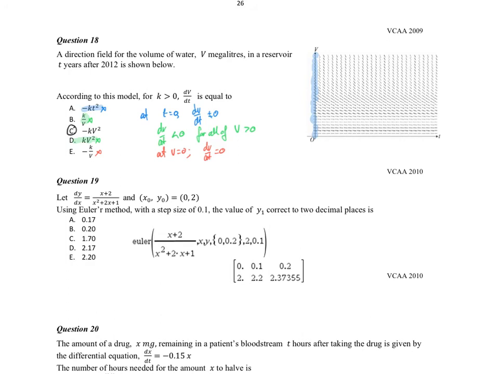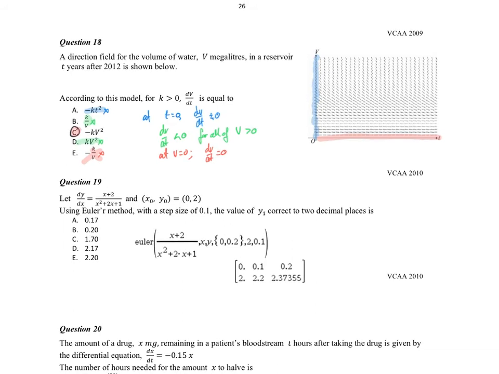So whereabouts is the volume 0? The volume is equal to 0 along here, and my gradient is 0 there, isn't it? So if the volume is equal to 0 and the gradient is 0, that rules out E, because here it's undefined, so we must have C as an answer. All right. 19, another Euler.